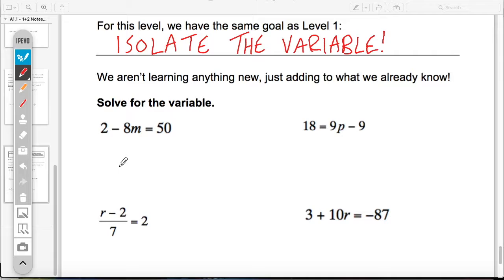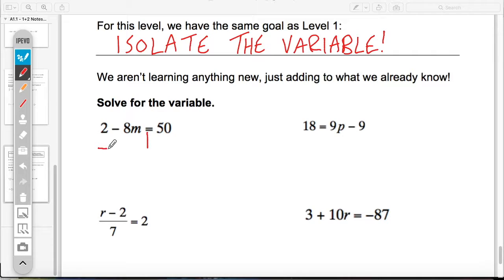Okay, so let's take a look at this example right here. So I'm going to put my pen over this 2 right here. If that 2 were not there, we would have negative 8 times m equals 50. So we know by the division property of equality, we could divide both sides by negative 8 and m would be by itself. So we know how to do that. But we have this 2 here. This 2 is being added to our expression that has the variable.